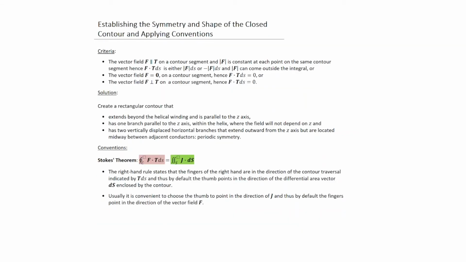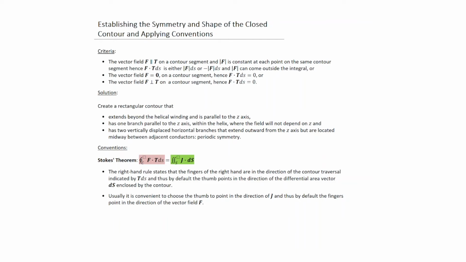All right, so the next thing is to establish the symmetry, to shape the closed contour, and to apply the conventions. As we discussed in a previous lecture, the criteria for choosing the shape of the closed contour is one of three options. The vector field F is parallel to the tangent vector on a contour segment, and the magnitude of the field F is constant at each point on the same contour segment. Hence, F dot T ds is either the magnitude of F ds or minus the magnitude of F ds, and the magnitude of F, being constant, comes outside the integral.